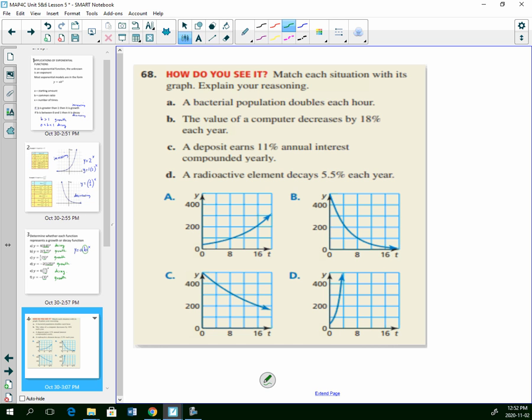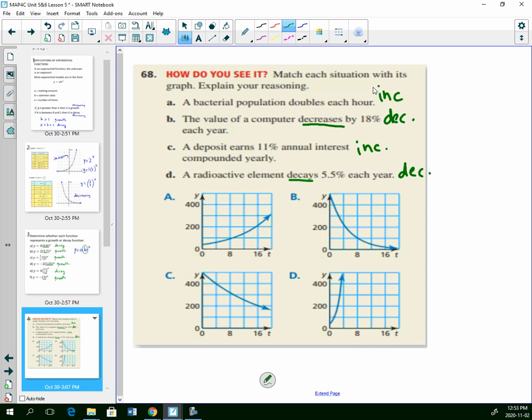Here's another question with graphs. You want to match the situation with the graph. So when I read through these 4 scenarios, A is a population that doubles, so that means it's increasing. B is the value of a computer, and it says right there it's decreasing. C is money that's earning interest, so it's increasing. And D says it decays, so that is decreasing.